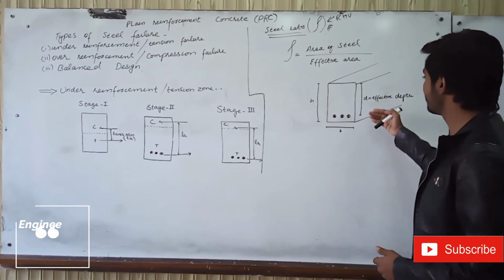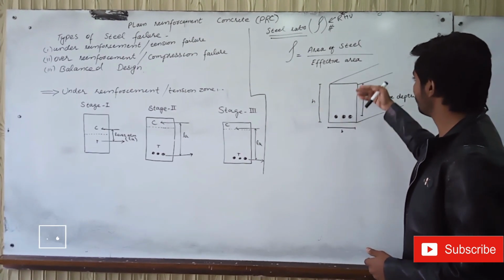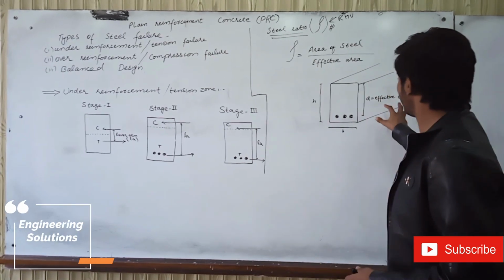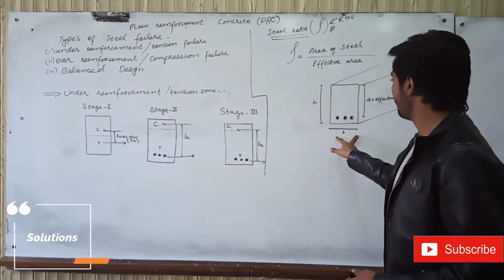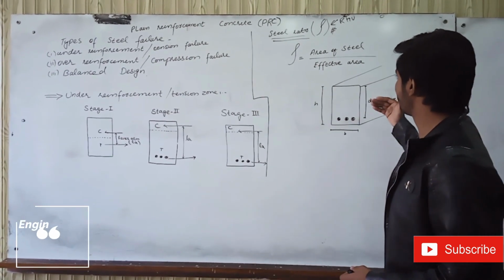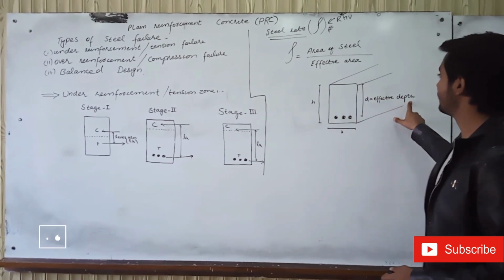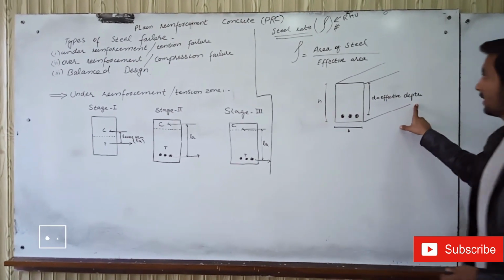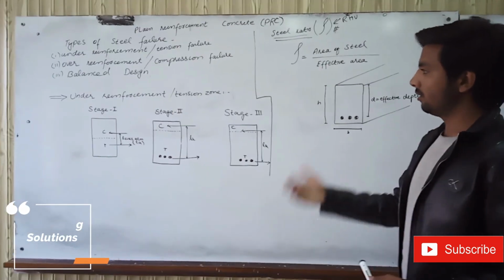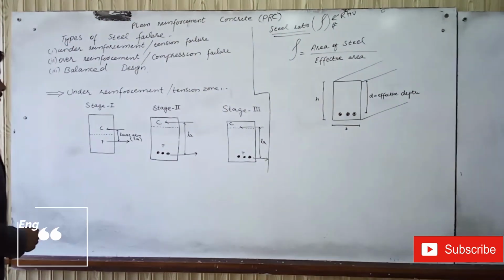Effective depth is the distance, the height from the tension member to the upper compression member. So it is the effective depth, it is the width of the beam, and it is the height of the beam. By taking a ratio between area of steel to the effective depth, that is d, we can calculate the steel ratio. After this, moving toward under reinforcement tension failure.